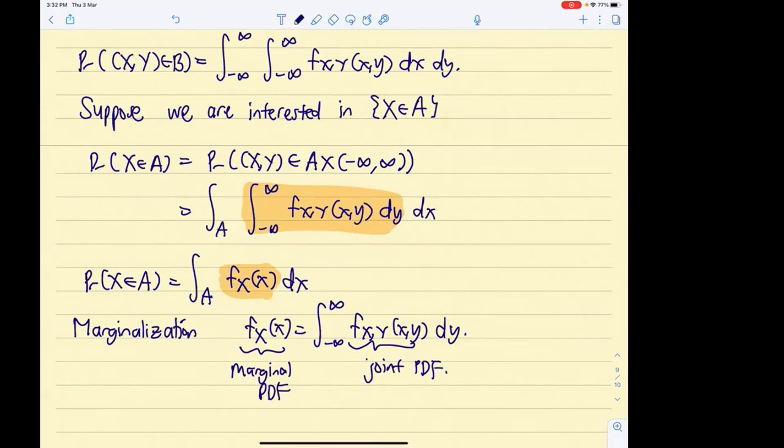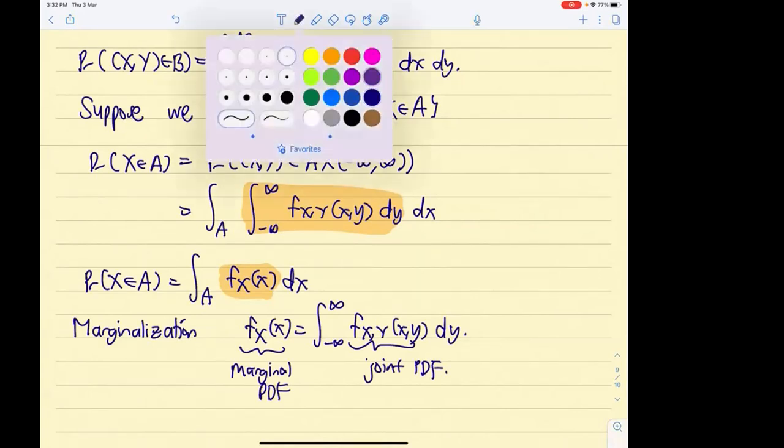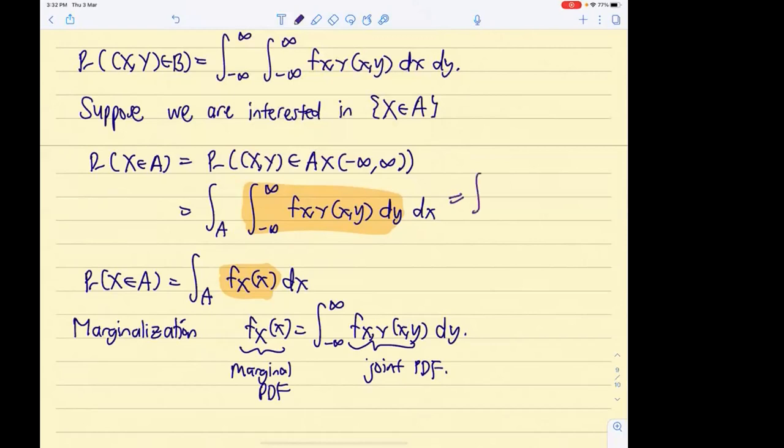Why do we need to integrate y first? You don't have to. Very good question. That means you are with me. So you can rewrite this as you integrate this way first, and you integrate over a f_XY(x,y) dx dy. You can do this if you want.